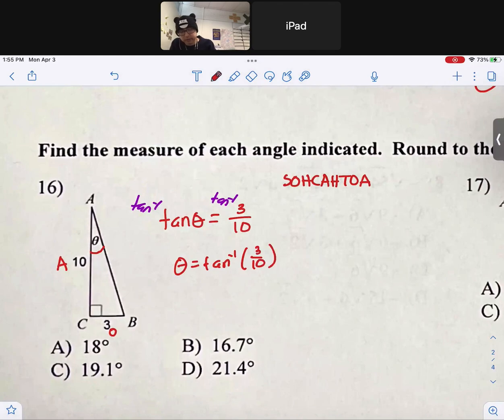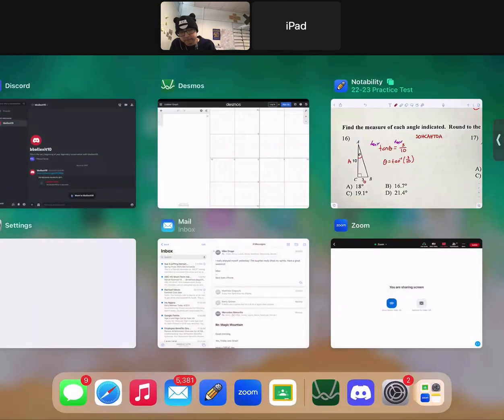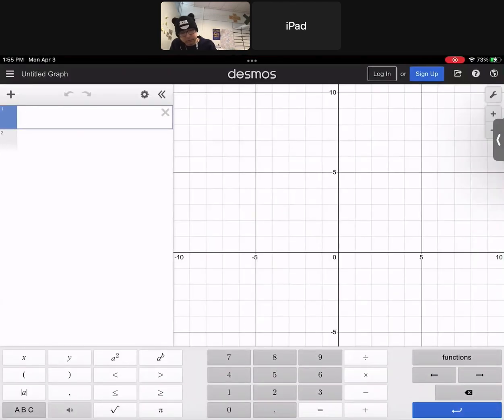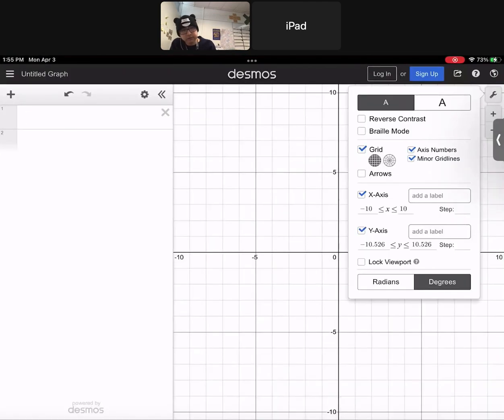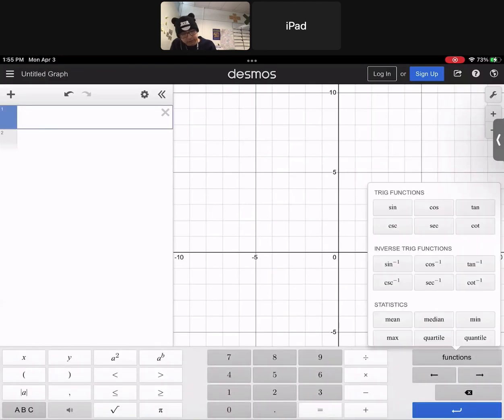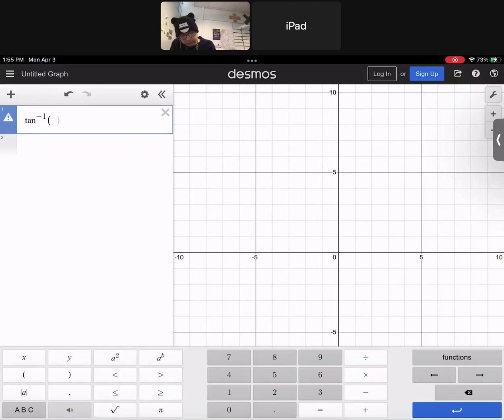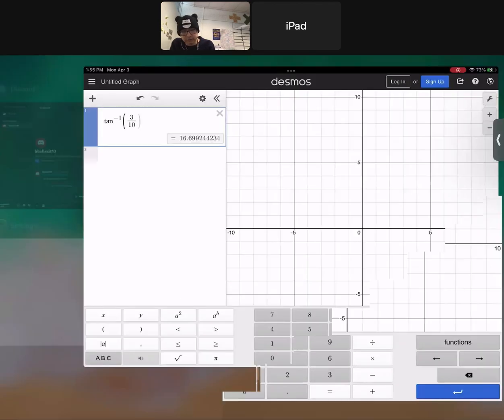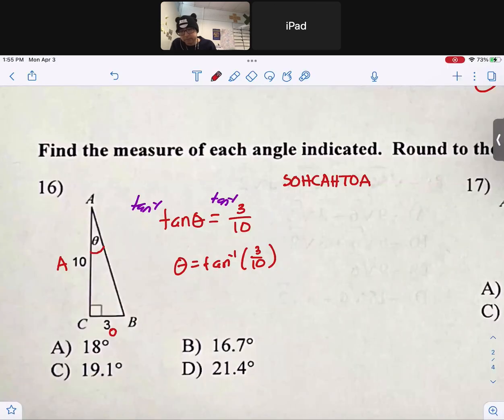And if we plug that into our calculator, wrench, make sure you're in degrees, right? Functions, tan inverse of 3 divided by 10. 16.69, but it's really going to be 16.7, which is going to be B. That's going to be B for us.